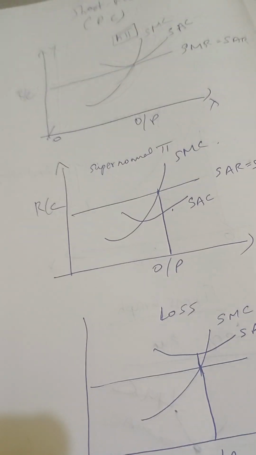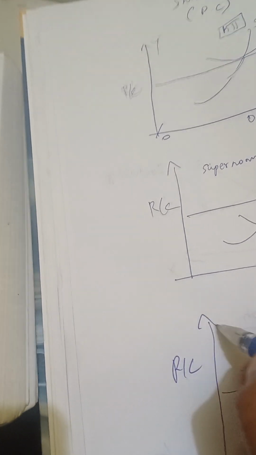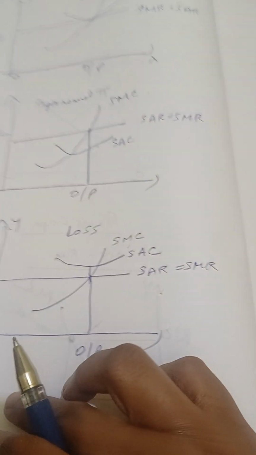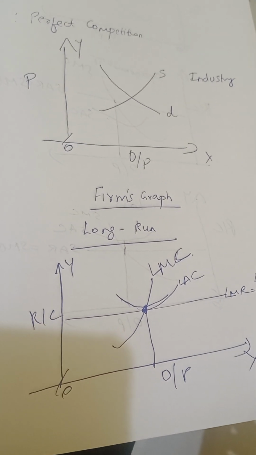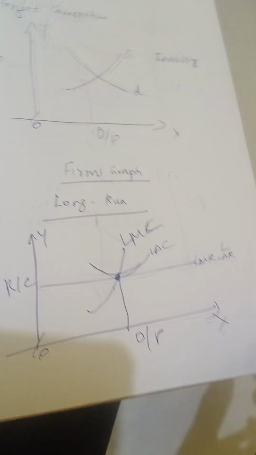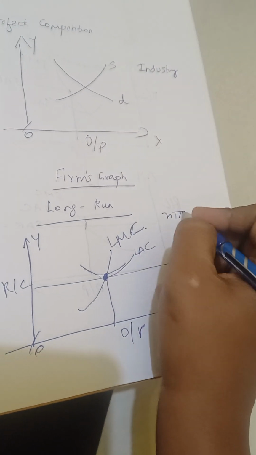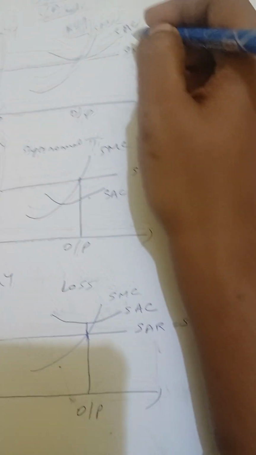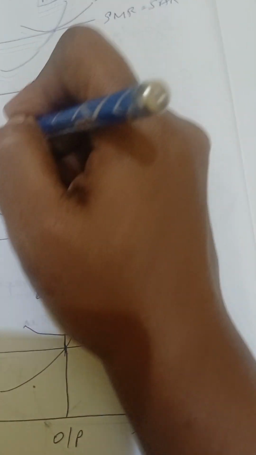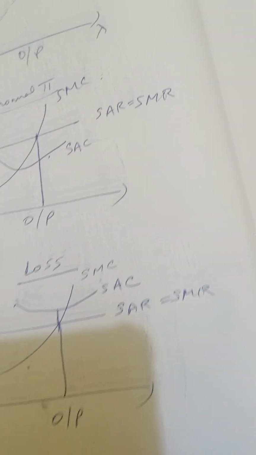Are you able to understand revenue and cost along the y-axis and the output along the x-axis? So this is the case of perfect competition. In the case of perfect competition, you have the industry graph, then you have the long run graph, so you only have normal profits in the long run. In the short run, you have three situations: normal profits, supernormal profits, and loss.